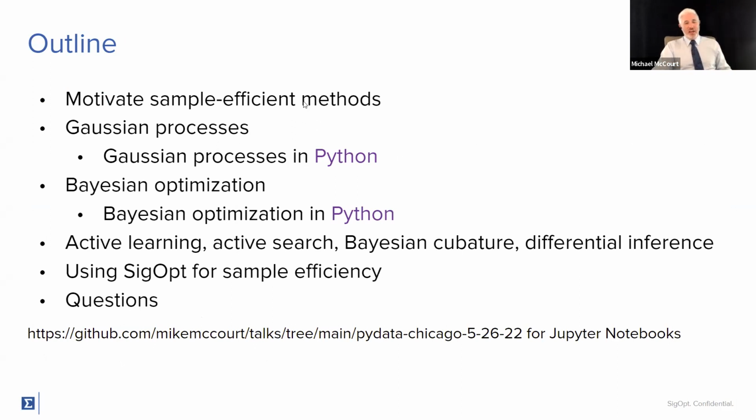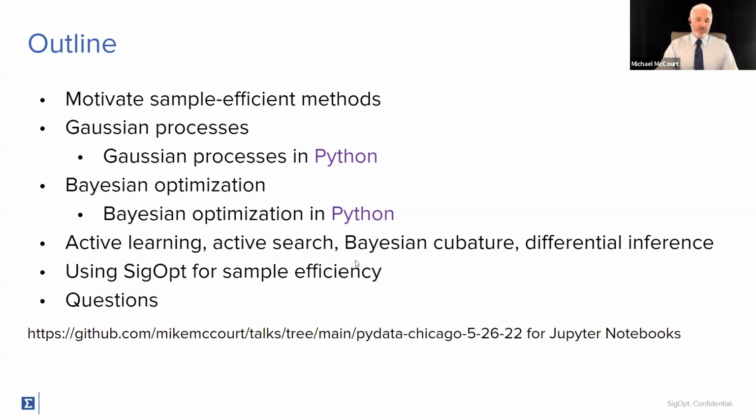First thing I want to do is motivate sample efficient methods. Then I want to talk about a very important tool in modeling called Gaussian processes. And Gaussian processes are really powerful. They're exciting in all sorts of different contexts. In particular, they're exciting in this topic of sample efficient methods. And then we're going to talk about how somebody might do some of this stuff in Python. Same with Bayesian optimization, which again is a very powerful tool that often uses Gaussian processes, and how to do that in Python.